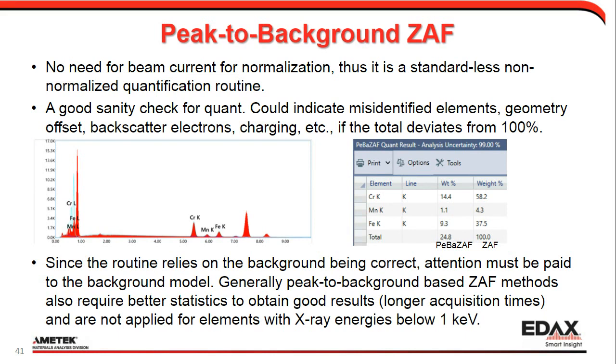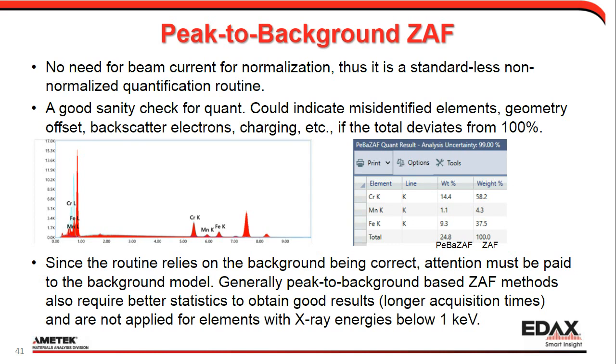An additional benefit of this approach is that because we are using the ratio, the beam currents in the numerator and denominator of the equation cancel out. It means this is a standardless, non-normalized quantification routine. This is also a good sanity check for Quant. Since it is non-normalized, the results should add up close to 100% if everything is well, for example, if the sample is flat, conductive, a bulk sample, and so on.